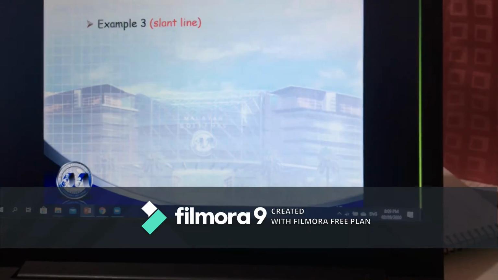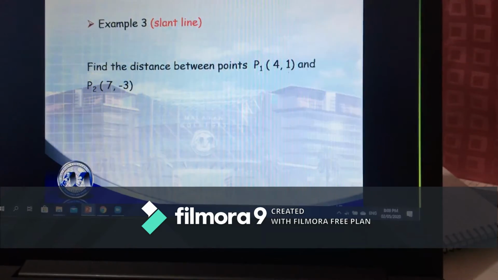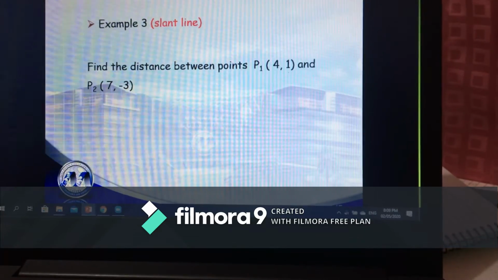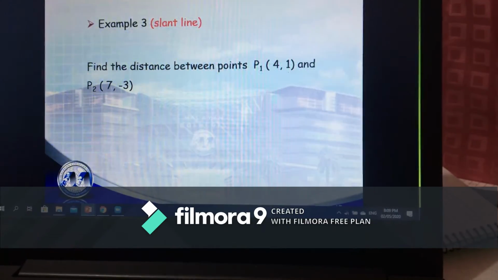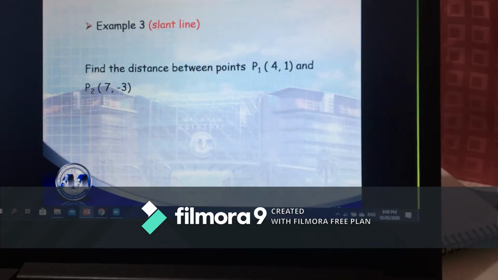Okay, for the slant line, find the distance between points P1, coordinates 4 and 1, and P2, 7 and 3. So what is our answer here?